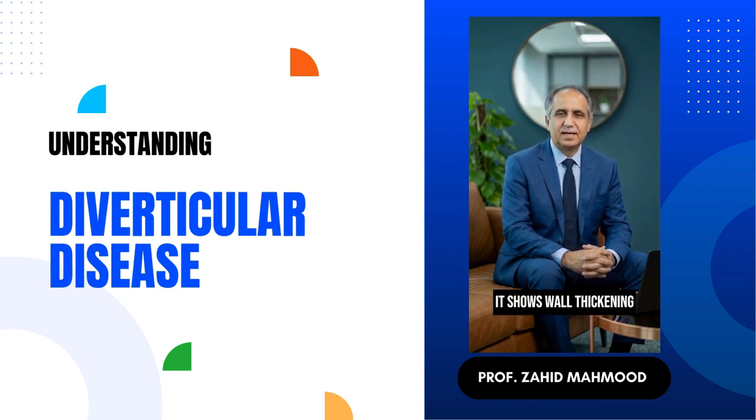It shows wall thickening and fat stranding. Shouting exam warning. Never ever perform a colonoscopy or barium enema during the acute phase. Why? Because the risk of perforation is too high. You must wait at least 6 weeks after the inflammation settles to perform a colonoscopy. Our main goal then, to rule out colorectal carcinoma, which can mimic diverticular strictures.